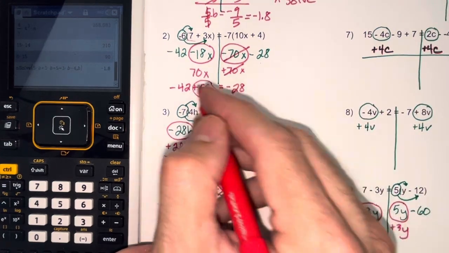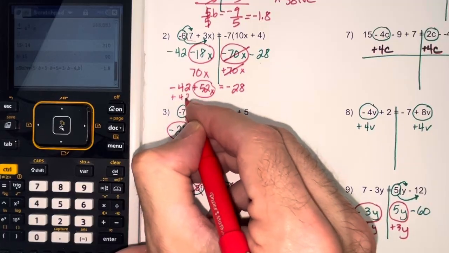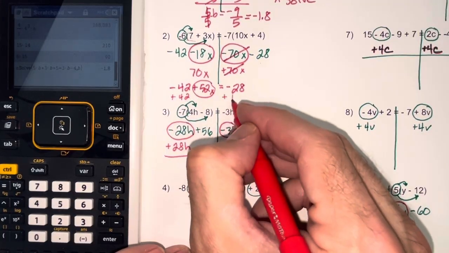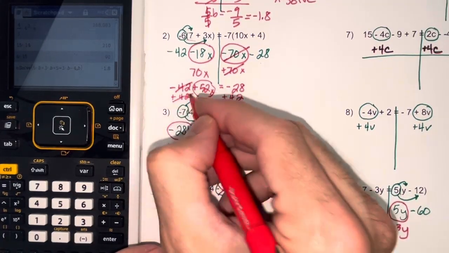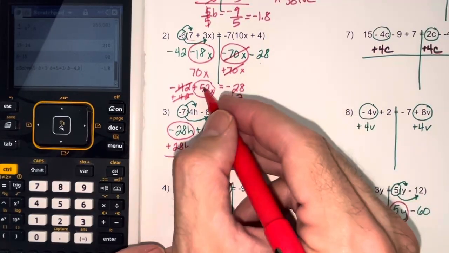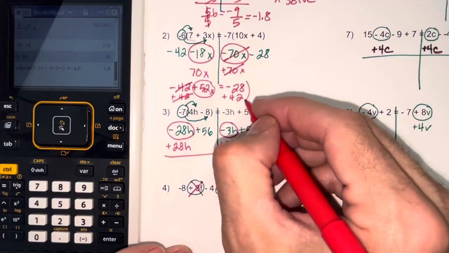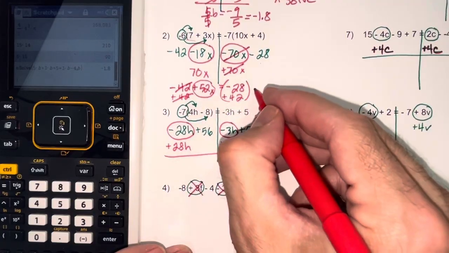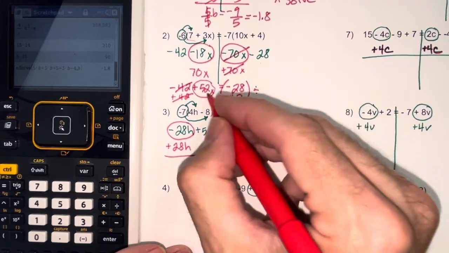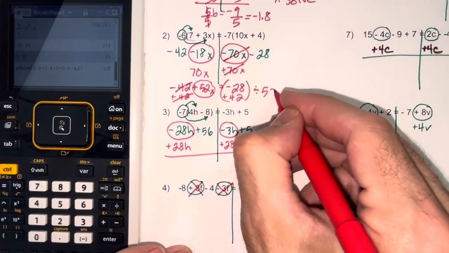Circle our variable term. We're going to add 42 to both sides, and we're solving for x here. So after we do that, now we're going to divide by 52.